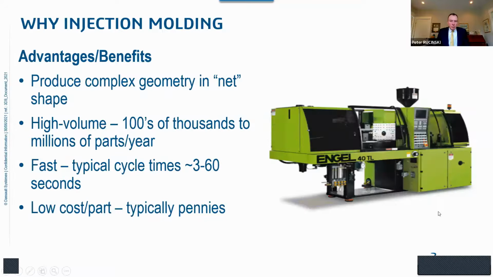Now we talk a little bit about injection molding, our primary manufacturing process of focus today. Why do we use injection molding in the first place? Some inherent advantages of injection molding. Number one, you can produce extremely complex geometry in what we refer to as net shape. Net shape means when your plastic part comes out of the mold, it has every feature required for its end use application, and you don't have to do any post molding or secondary manufacturing processes to finalize the features of your plastic part.